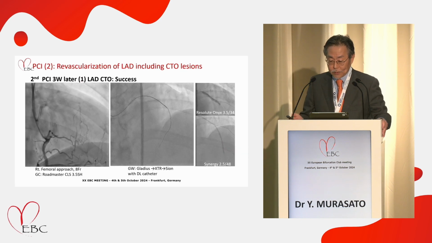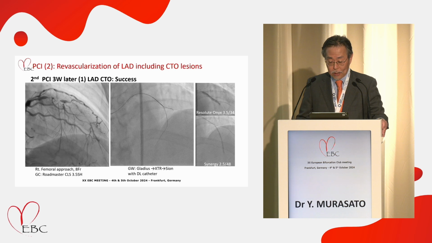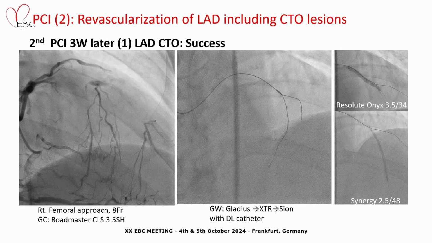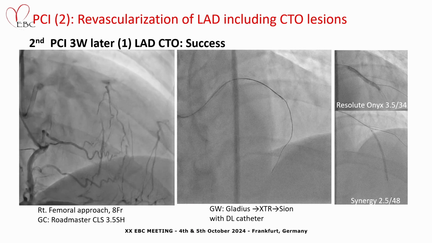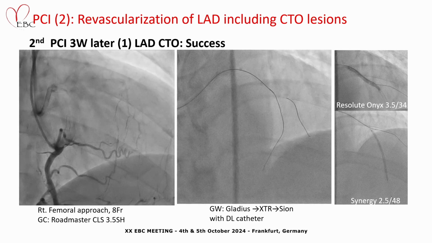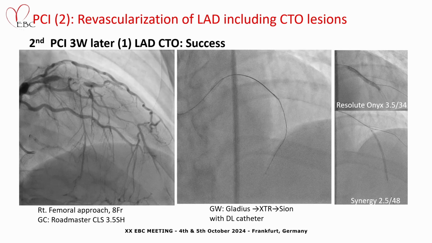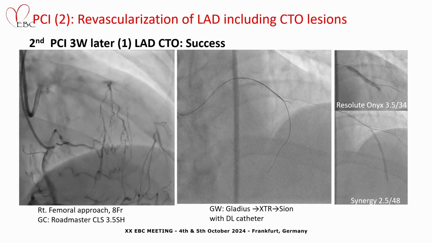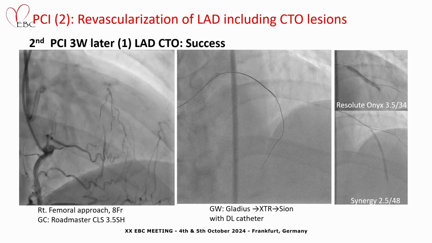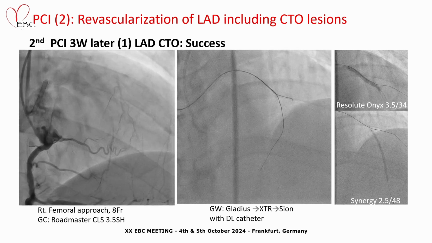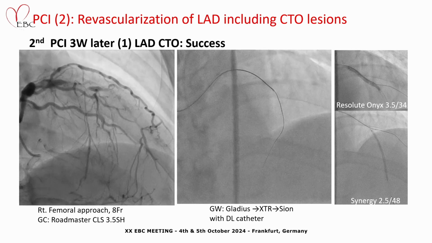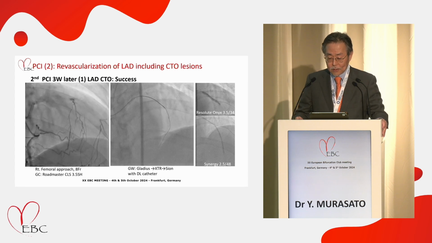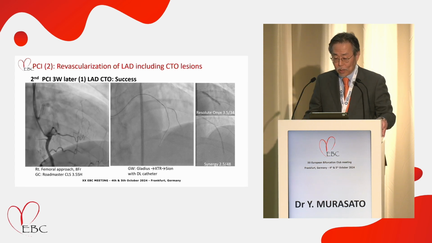So we expected the development of the collateral, and we waited for 3 weeks, and then we tried to fix the LCS system. Firstly, we performed the LAD CTO PCI. Here you can see the simultaneous coronary angiogram from both RCA and LCA. Some microchannel can be found. So we approached with a Gladius slippery CTO wire, and then changed to the XTR wire, a tapered wire.